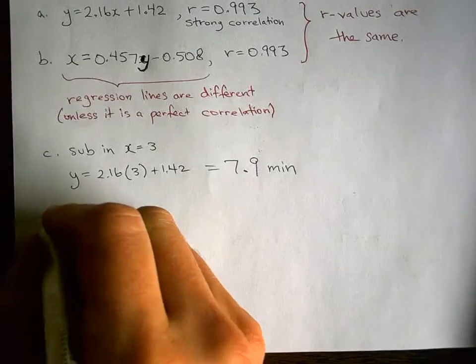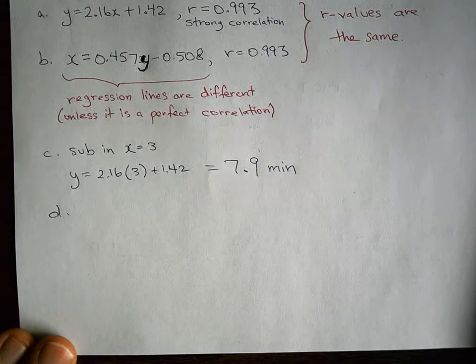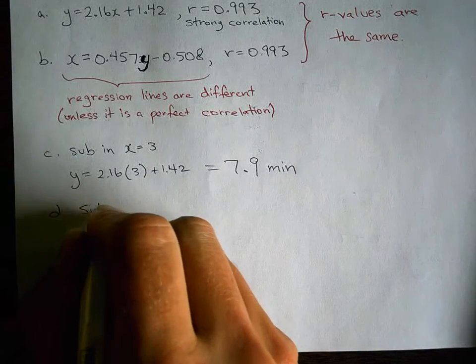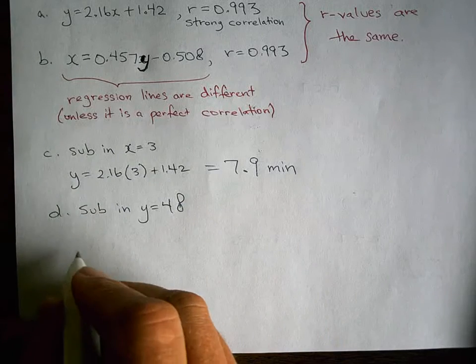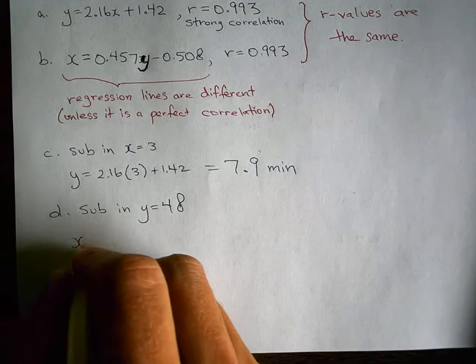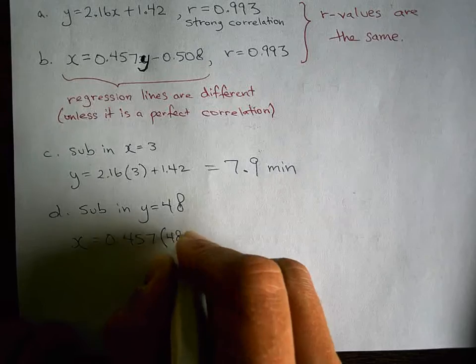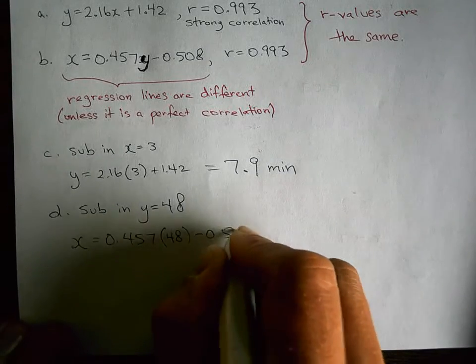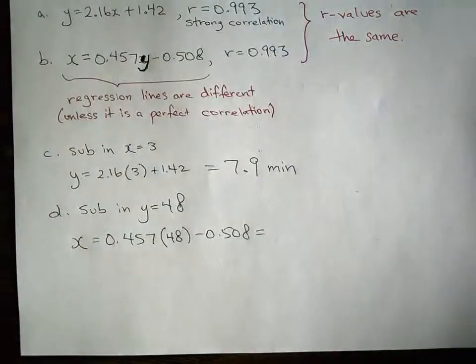The last question, D, find the distance from school if the time to travel is 48. So this time I know what y is. I'm going to sub in y equals 48. But I need to use that second equation. So x is equal to 0.457 times 48 minus 0.508. Now, again, you could use your calculator. This is very reliable because you're so comfortable with it.